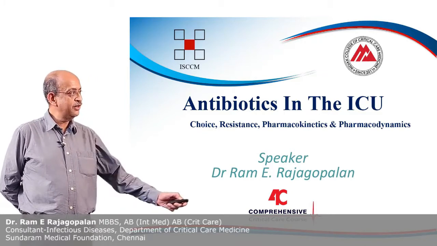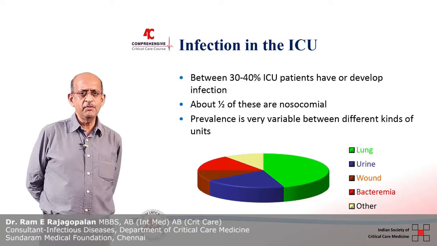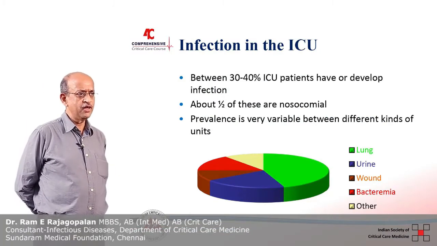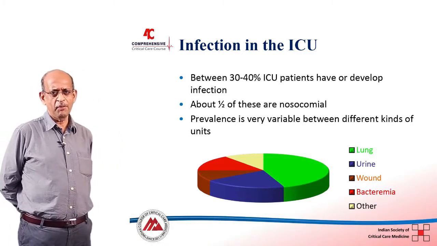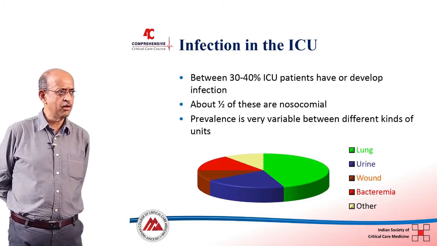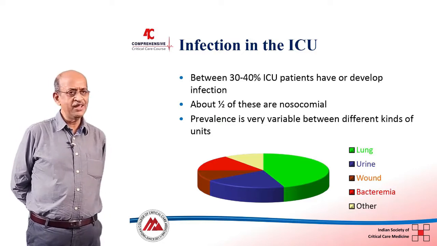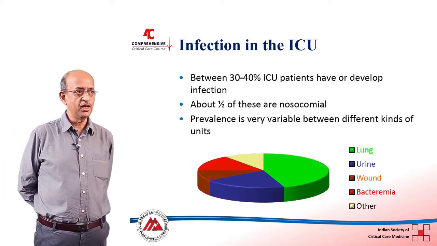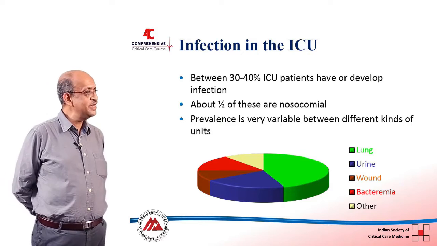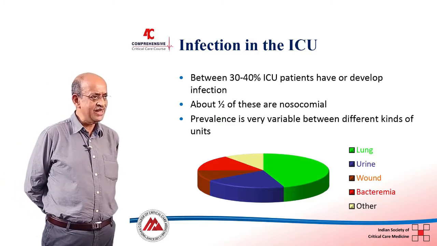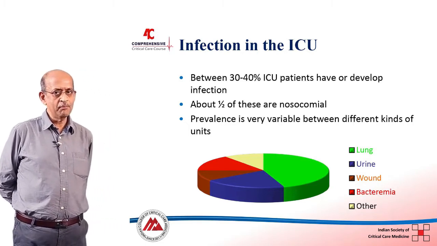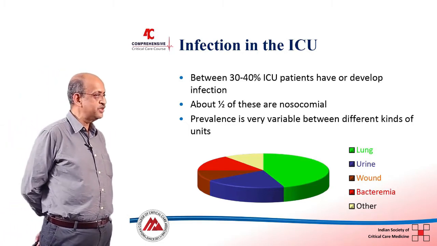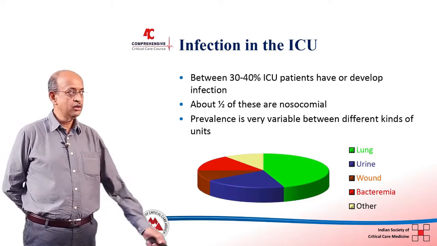If you really realize it, it is extremely common for people to develop an infection in the ICU or come to the ICU with an infection. Roughly half the number of patients in the ICU are probably infected or will develop an infection at some time or the other. These infections can be of varying types, but there is a dominance of respiratory and bacteremic infections that you will see in the intensive care patient.